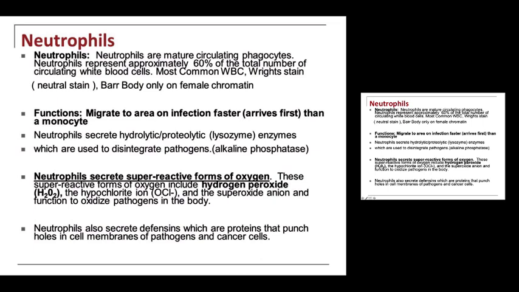So the neutrophils are mature circulating phagocytes. They represent about 60% of the total number of circulating white blood cells. Remember, never let my engine blow, 60-30, 6-3-1. It's the most common white blood cell. Its function is that it's the white blood cell that arrives first when there's an issue. It arrives there quicker, even faster than a monocyte. The neutrophils degranulate and release their hydrolytic, proteolytic enzymes to help disintegrate whatever pathogen was there.